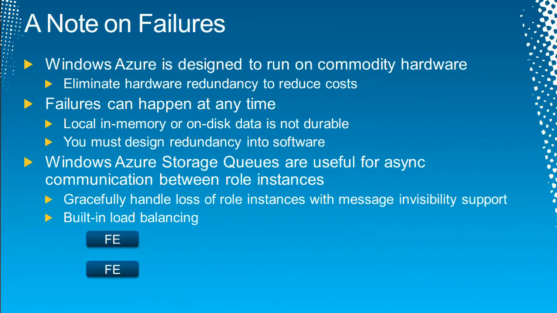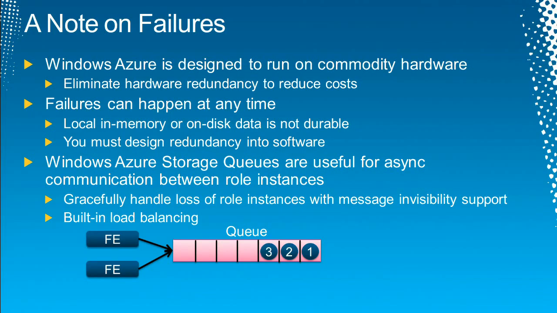Suppose that I have two front-end role instances, and I've got a Windows Azure Storage queue, and those role instances enqueue work. And let's suppose that they enqueue 3 work items on that queue. These could be client requests, or they could be images that need to be turned into thumbnails, or they could be jobs that need to be run, whatever it may be. And then we have some back-end role instances that are responsible for dequeuing the requests and processing them.